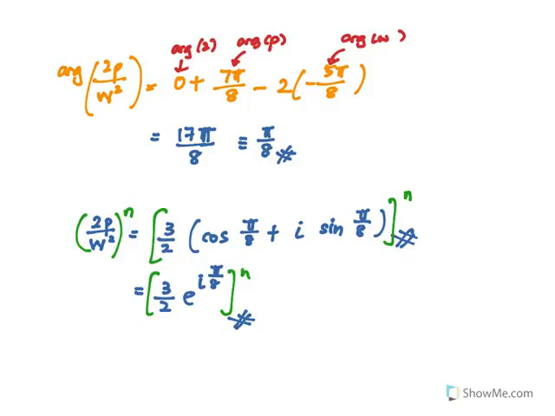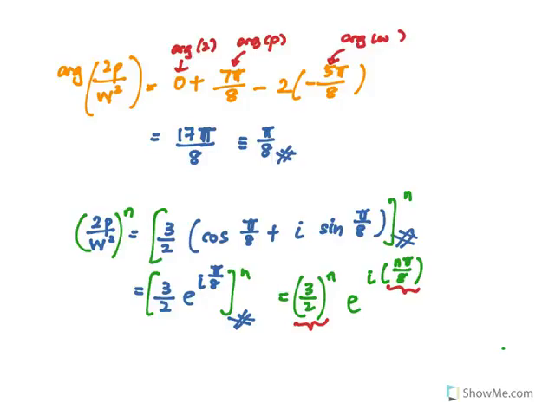But you can see that you're able to manipulate, right? Actually, you can write it this way. This is the same as (3/2)^n times e^(i n pi/8). Am I right? And you can say this is just another complex number, where your modulus is (3/2)^n and your argument, theta, is just n pi over 8.